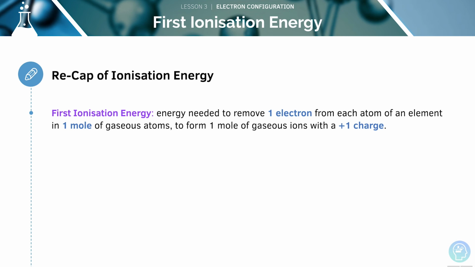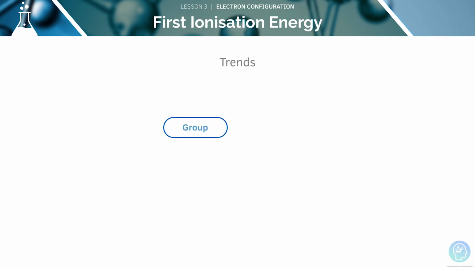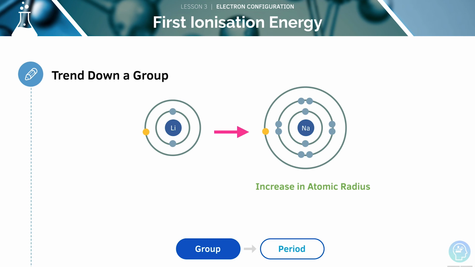A few slides ago, we looked at the trends in successive ionization energies. We can also look at trends in the first ionization energies across a period and down a group. This is a recap of ionization energy on the screen now. We're going to consider the trends in ionization energy both down a group and across a period. The first ionization energy will decrease down a group due to 2 main factors. These are the atomic radius and the shielding effect.